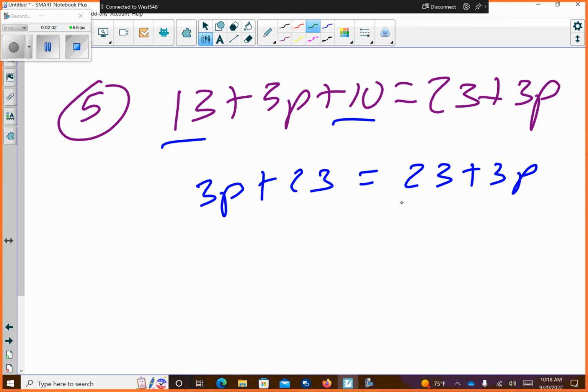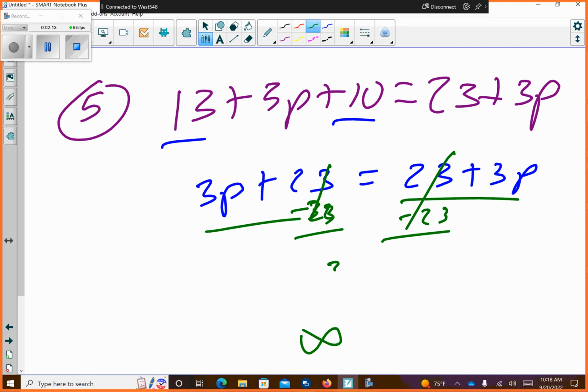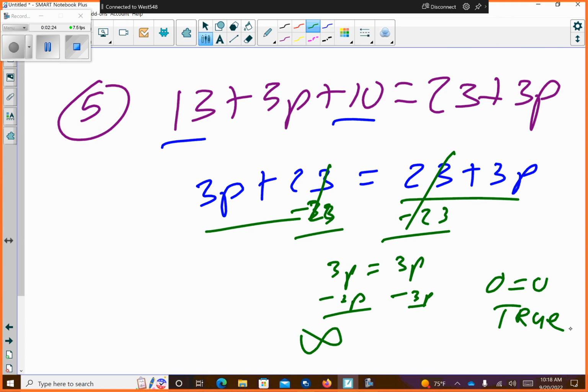Right now everything is equal to each other, I know it's going to be infinite solutions, but some of you might say, well, let's subtract 23 from both sides. And those cancel, so I get 3p equals 3p. Let's subtract 3p from both sides. So I get 0 equals 0. That's true. That gives you the infinite solution.